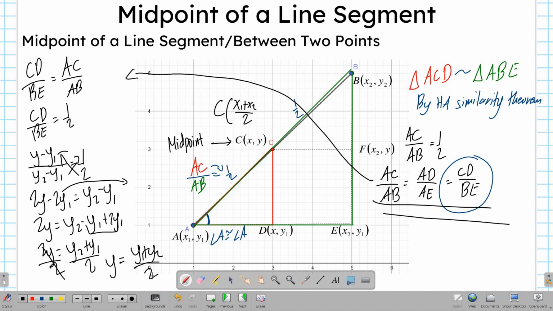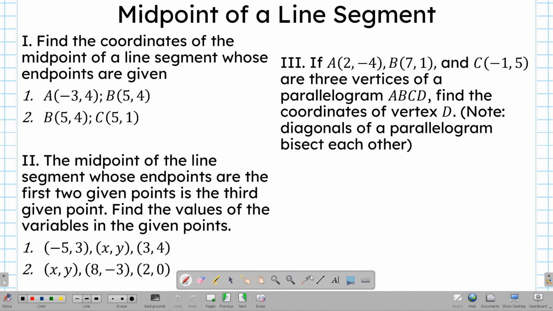Therefore, the formulas for the coordinates of the midpoint of a line segment or midpoint between 2 points for the abscissa, that's x sub 1 plus x sub 2 over 2. For the ordinate, that's y sub 1 plus y sub 2 over 2. And that would be the midpoint between 2 points or the midpoint of a line segment. Now, let's try to apply the concept of midpoint in solving some geometric problems.